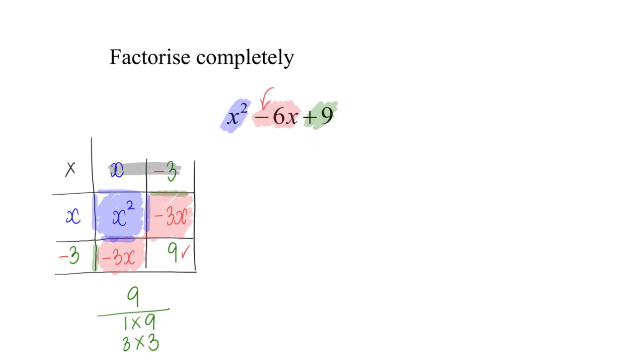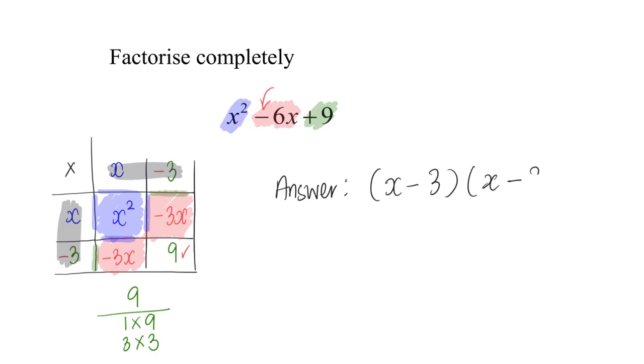And from here, I can then see my answer. Okay. So the answer will be x minus 3 times x minus 3. And because the brackets are the same, the factors are the same, we are going to write it as x minus 3 bracket squared.